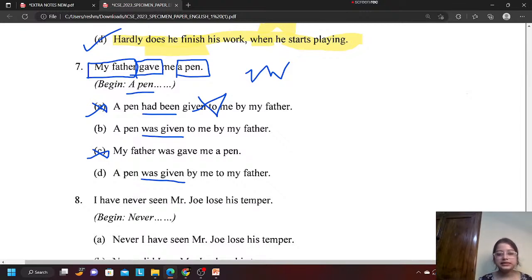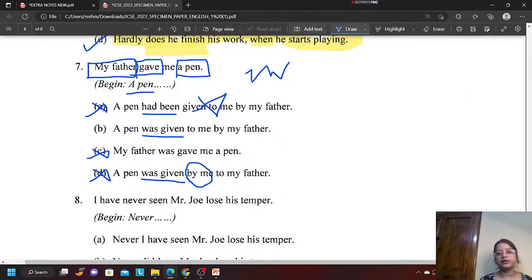Why B? Because in the D part, you see who gave the pen? My father gave, no? So if you write a pen was given by me, yet meaning change हो रहा है. ऐसा लग रहा है कि son ने father को pen gift किया. This is also incorrect. Meaning is changing. So the correct one is going to be option number B. Clear?